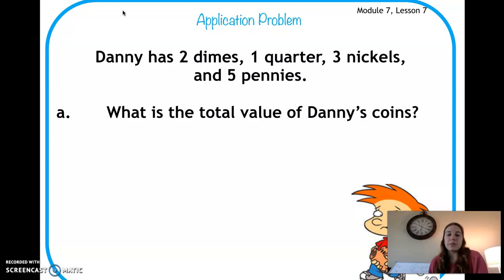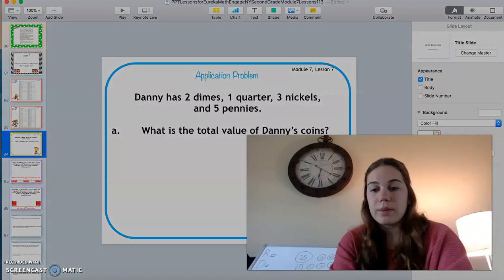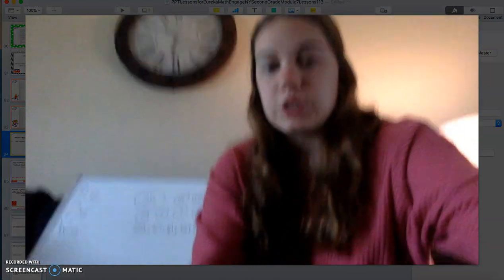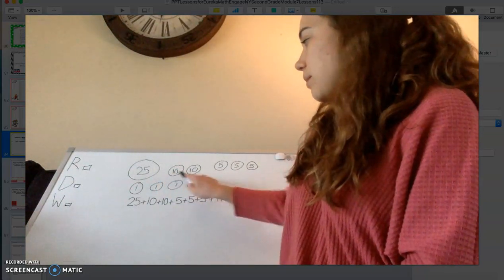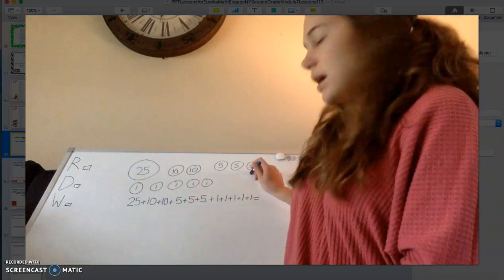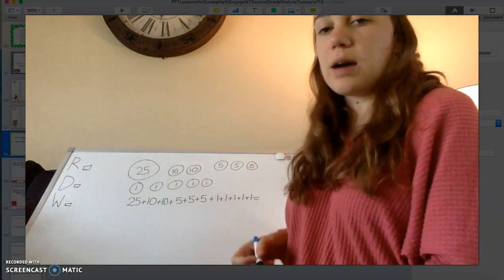Here is our application problem for today. It says Danny has 2 dimes, 1 quarter, 3 nickels, and 5 pennies. It asks us, what's the total of Danny's coins? So I'm going to zoom out so that you can see me working on my board behind us. On my board, I already have drawn my 1 quarter, my 2 dimes, my 3 nickels, and my 5 pennies. I've also written my addition sentence out for it.